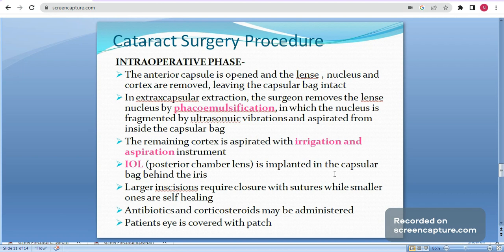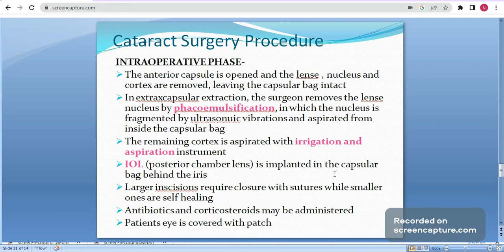Now this anterior capsule is opened and then the access to the lens is gained, right? The lens nucleus and the cortex are removed, leaving the capsular bag. The posterior capsule bag has to be left intact. And in extracapsular extraction, the surgeon removes the lens nucleus by phacoemulsification, in which the nucleus is first fragmented by ultrasonic vibrations and then aspirated from inside the capsular bag.